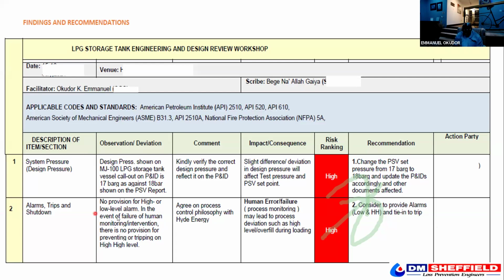The second one here, there was no provision for alarms and trips. So it means everything is manual. Now, if your intention or your design philosophy is to operate it manually, there is no problem with that. But one, you will have an increase in human error, and this human error could lead to accidents, and it will also threaten seamless operations of your plant. That's why in the recommendation we use the word consider.